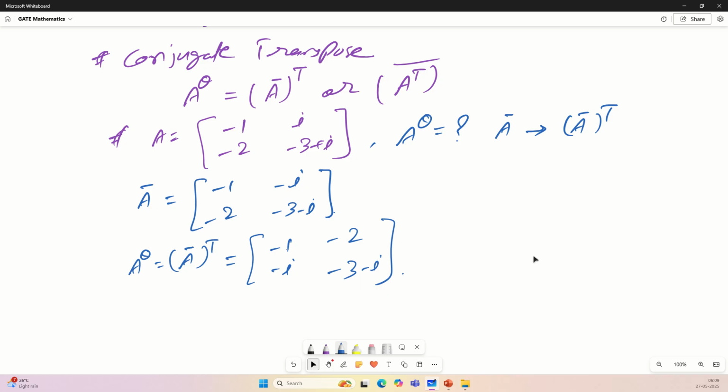Good. Let us take the next property. The next property is based on this conjugate. So you can remove that number and write down fourth again: Hermitian matrix.